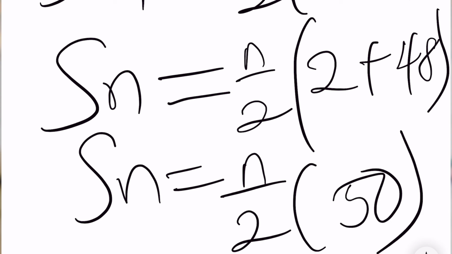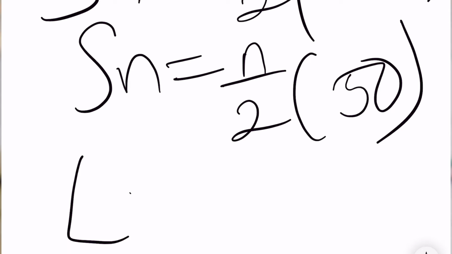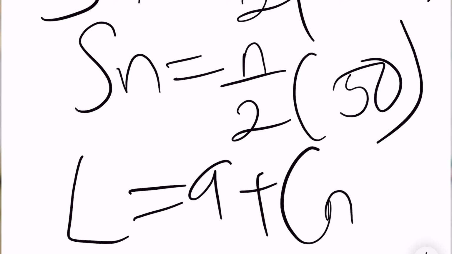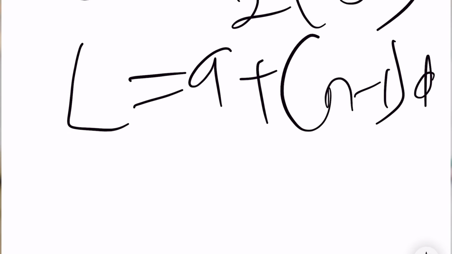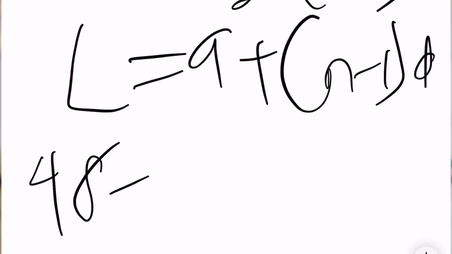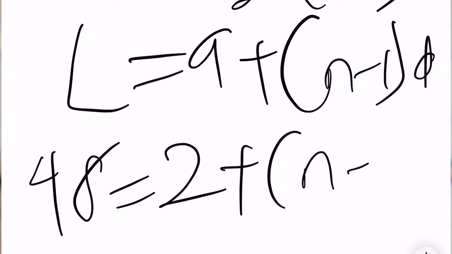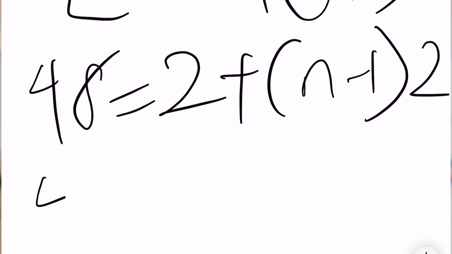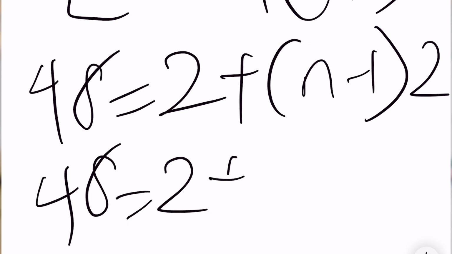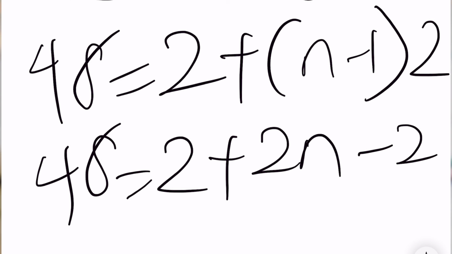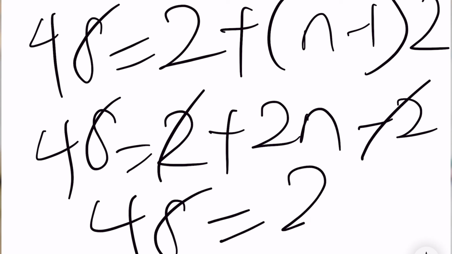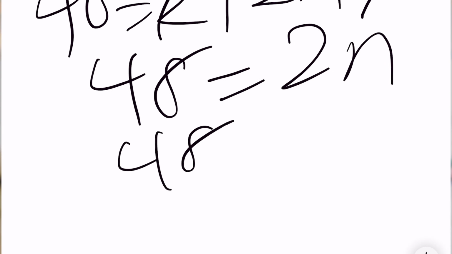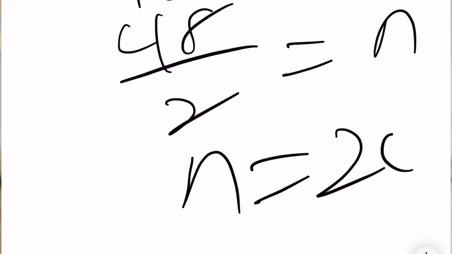Now, how do we get our n? We can use l equals a plus (n minus 1)d. Here we say our common difference is 2. So we have 48 to be 2 plus (n minus 1) times 2. We have 48 to be 2 plus 2n minus 2, so we have 48 to be 2n, and 48 over 2 equals n. We have our n to be 24.